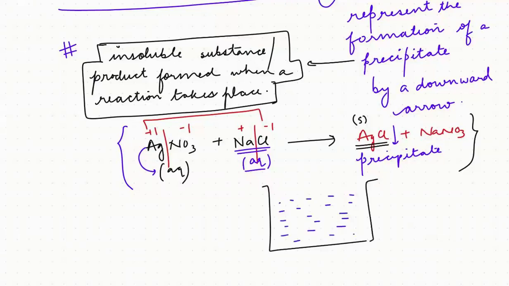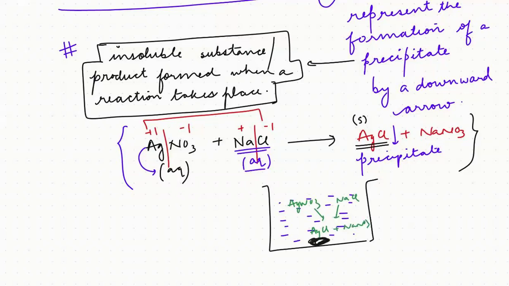And in this water, what are we going to do? We are going to add AgNO3 and we are going to add NaCl. When we add both of them, I am going to get AgCl and NaNO3. Now, there is water, and AgCl is not ready to dissolve into water. So that AgCl shall settle down. That is called a precipitate.